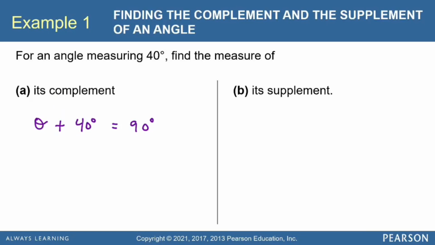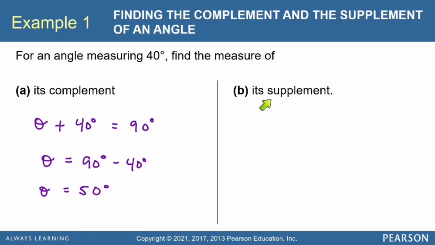And we know that to solve this, you would subtract 40 from both sides. So I won't show that here the same way you would in algebra, but you could if you wanted to. Just subtract 40 from both sides. And so then we would have theta equals 90 degrees minus 40 degrees, which we know is 50 degrees. And sure enough, 50 plus 40 is 90.